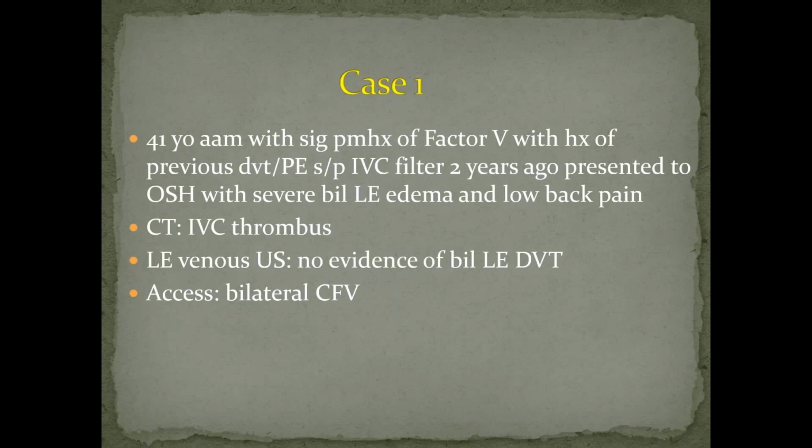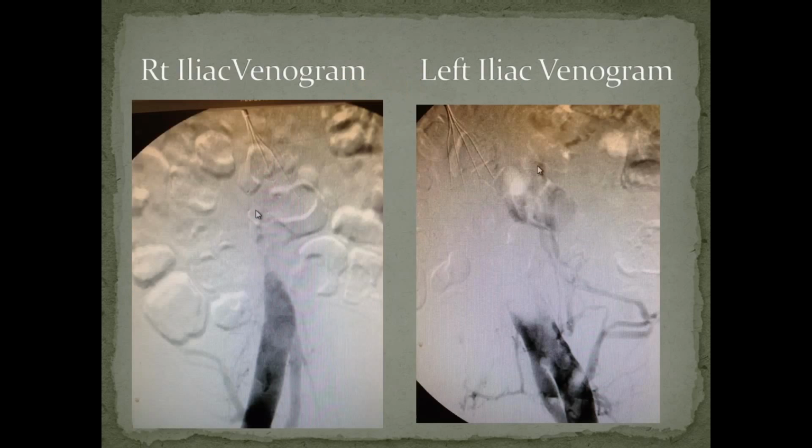Since I knew by way of the venous ultrasound that the common femoral veins were open, when the patient showed up, I was able to, unlike most cases where I go popliteal, access the common femoral veins bilaterally. If you look at the left and right, you see bilateral iliac venograms, and what you can see is, both on the right and left, complete occlusion of the common iliac vein extending all the way into the filter, with complete lack of flow.